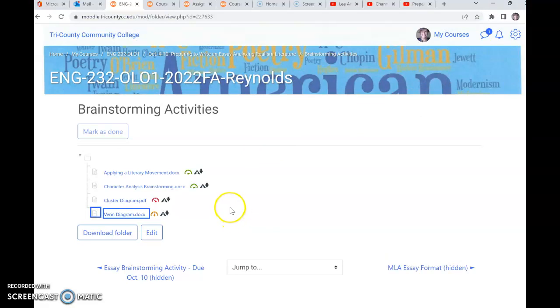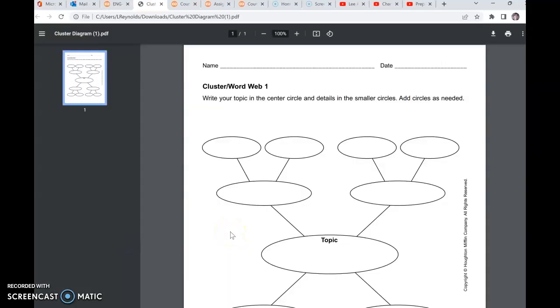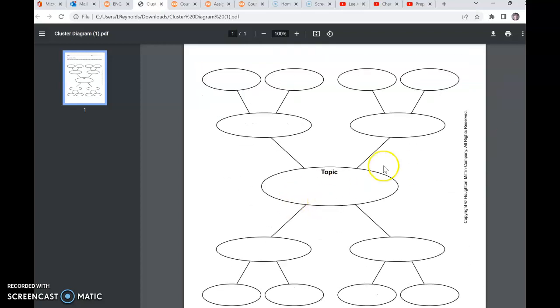Okay. Let's see. The next one is a cluster diagram. So let me pull that one up. A cluster diagram is also often called a spider diagram because it kind of looks spidery, doesn't it? In the middle, you would put your topic and then anything that branches off from that. This would work really well for the topic about symbolism in the white heron. You could have symbolism in the white heron. Here in the middle is your topic. And then in the bubbles that branch off, you could have your different symbols.